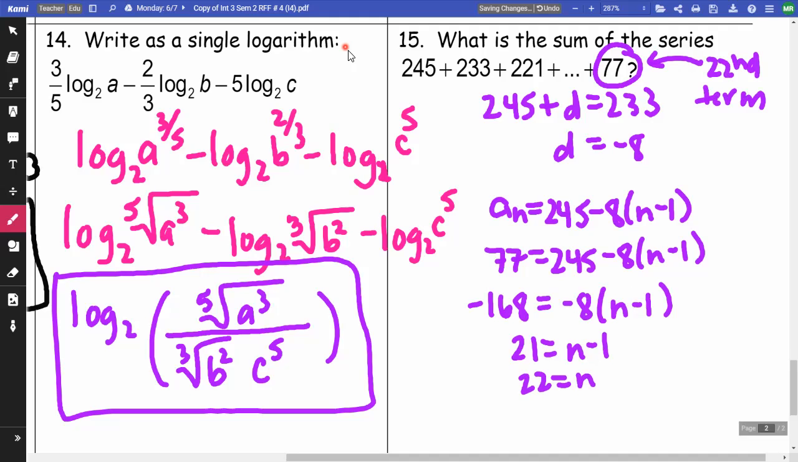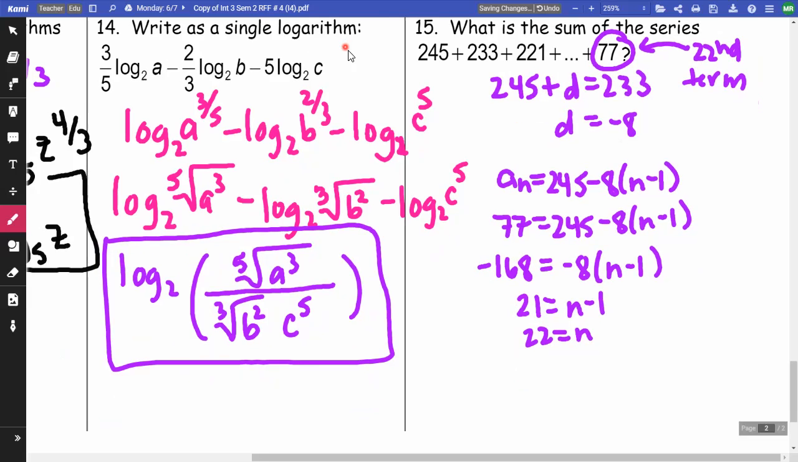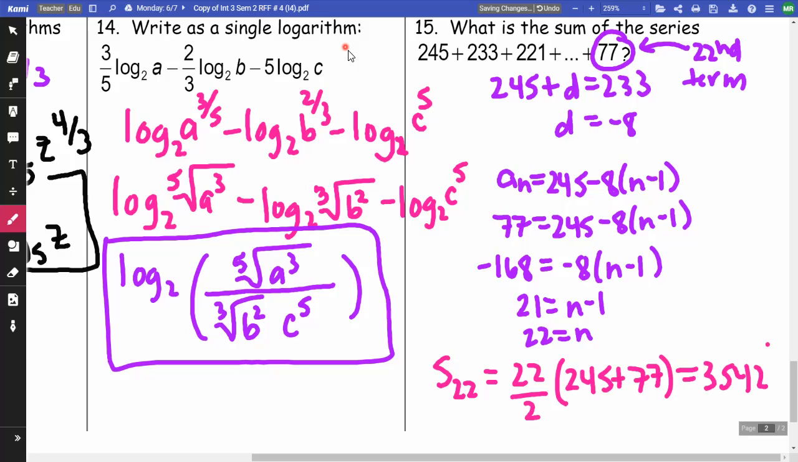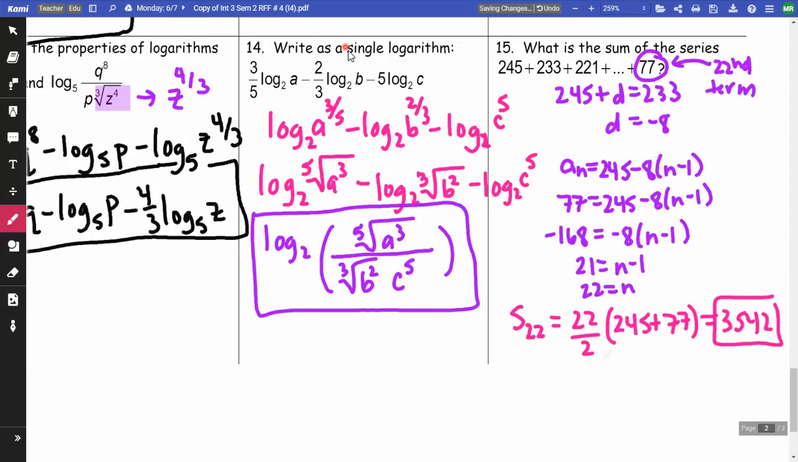And I want the sum of the first 22 terms. This is arithmetic, so I'm going to use the formula: S sub 22 is equal to 22 over 2 times my first term, which is 245, plus my last term, which is 77. Let me put that in my calculator. And I get 3,542 as my sum. And that's the end of this video.